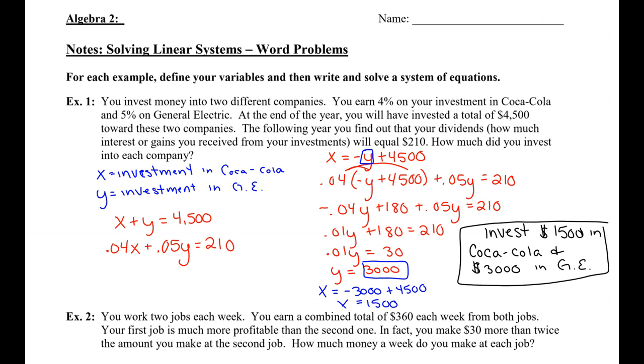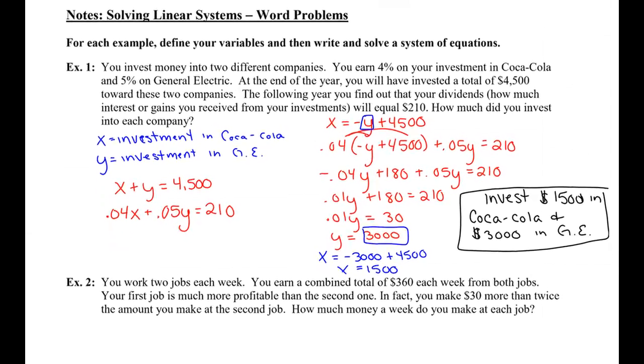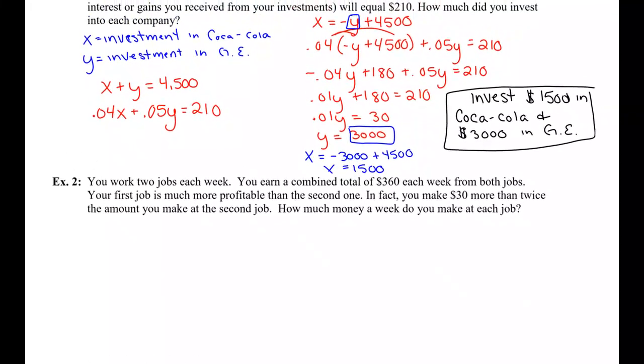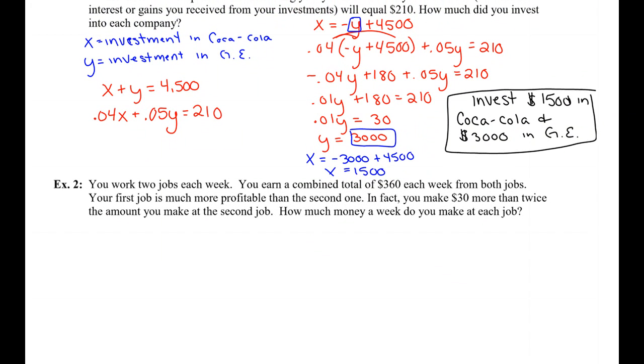All right, let's go down and look at example number 2. Example 2 says you work 2 jobs each week. You earn a combined total of $360 each week from both jobs. Your first job is more profitable than the second one. In fact, you make $30 more than twice the amount you make at the second job. How much money a week do you make at each job?